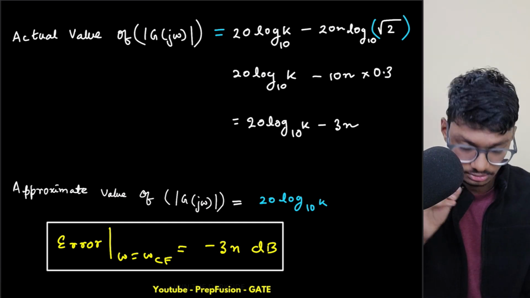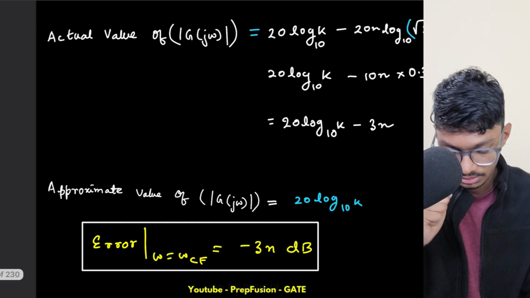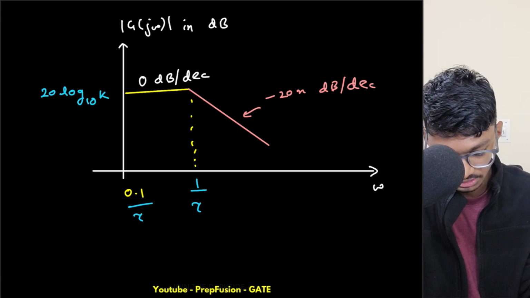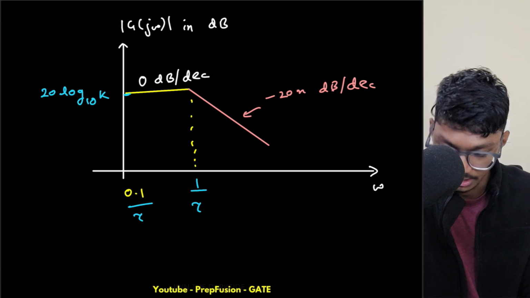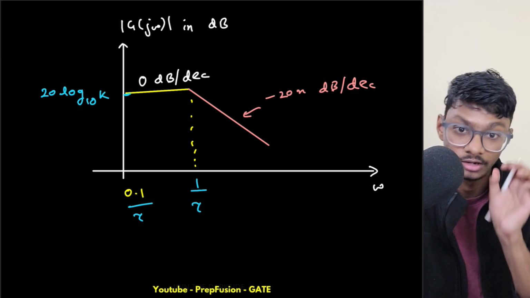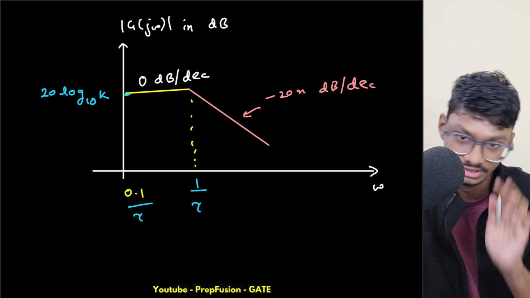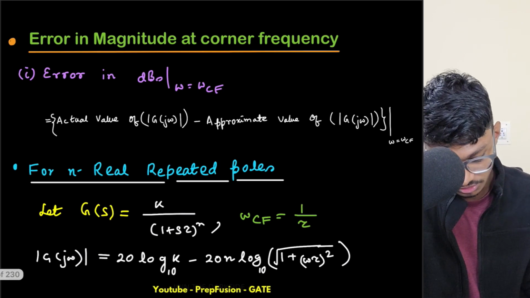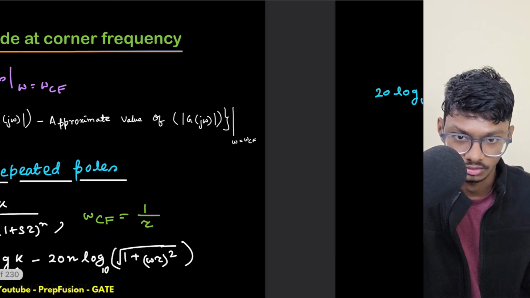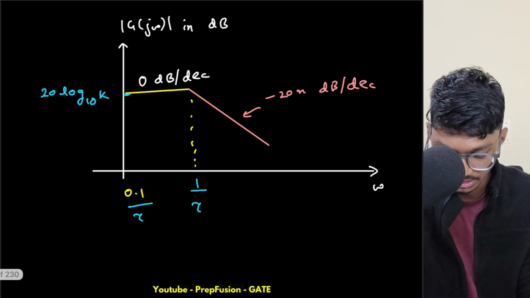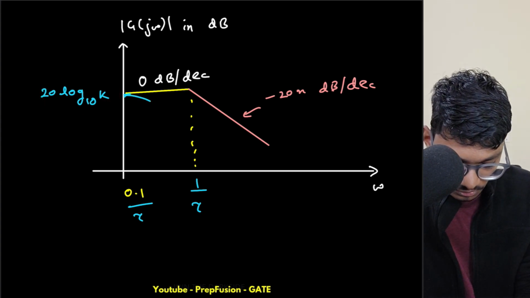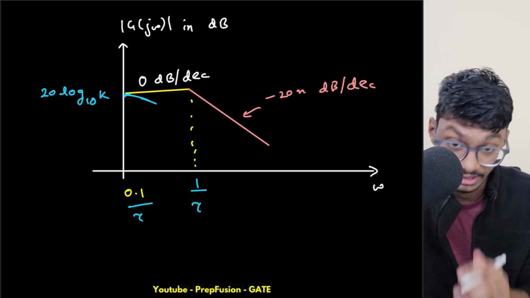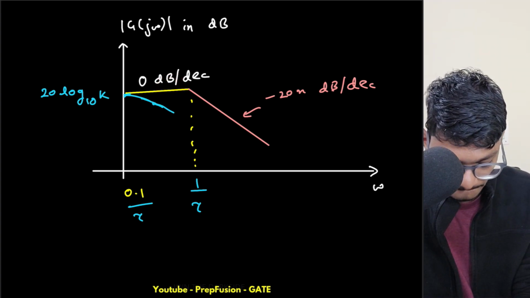Now you can understand what is happening. What is my actual plot? My actual plot was something like this, because at the start it was 20 log k. The value was k at s equals 0. You put s equals 0 here, the value is k only. So these two are matching here. Initially the error is 0, then suddenly it is decreasing, but this one is not decreasing. The slope is 0 here. So the error is increasing.